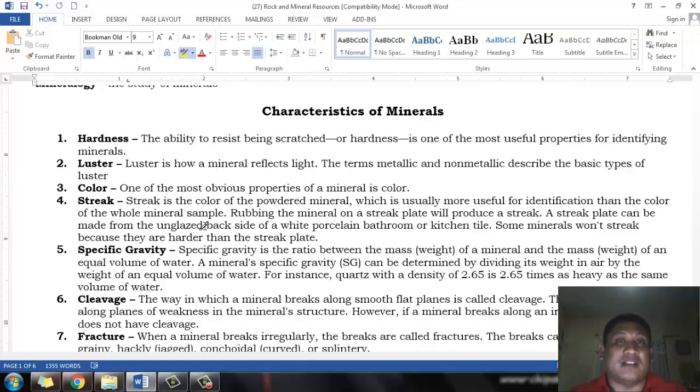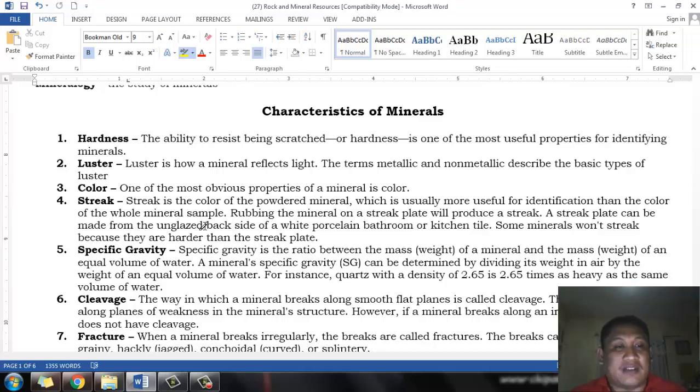There are also other minerals which have lesser luster ability, no? So we have two major types of minerals, metallic and non-metallic. But the most common minerals that possess luster are metals, metallic minerals.